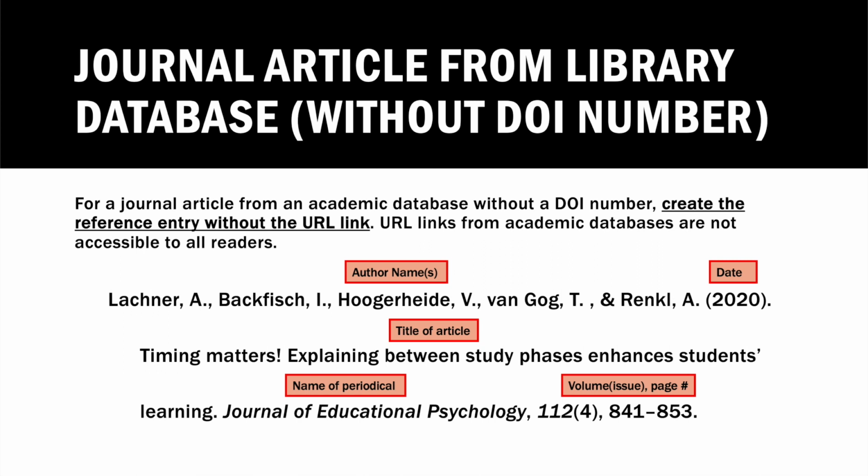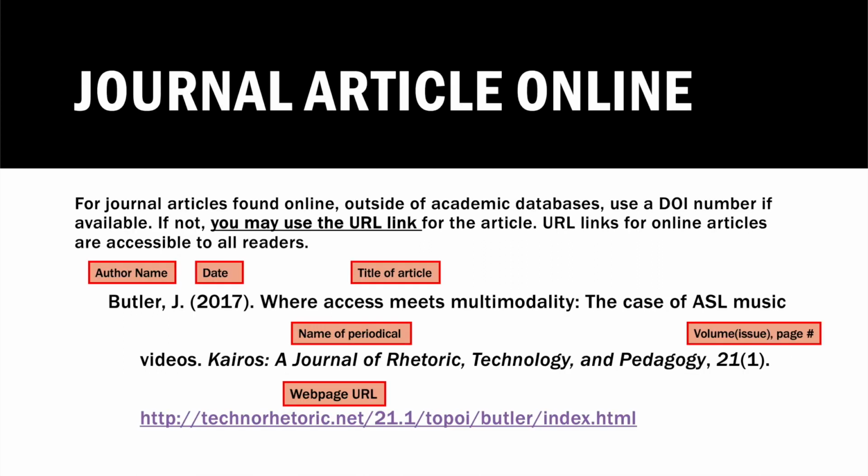The last thing you notice on this one is that the page number is the last thing that is featured on this particular example. This indicates to me that this article does not have a DOI number. Journal article that you find online.